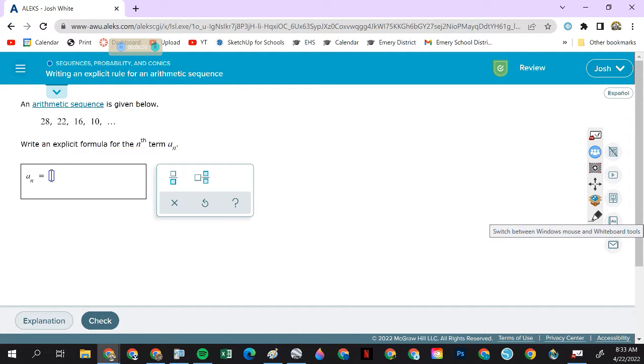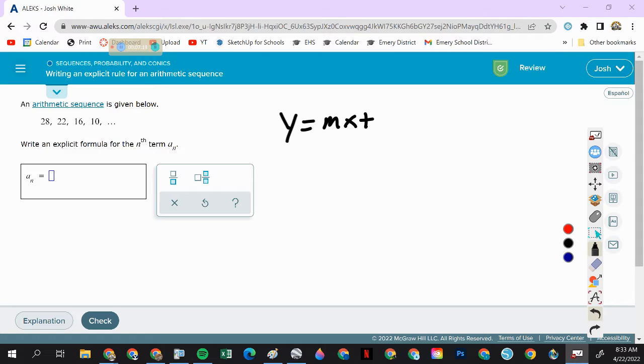Okay. Explicit formula. So look up on my arithmetic sequence sign right in the middle. This is just the linear equation. The explicit formula is just the linear equation. It's y equals mx plus b. So y equals mx plus b. Remind me, what is m? Slope. And what is b? The y-intercept.